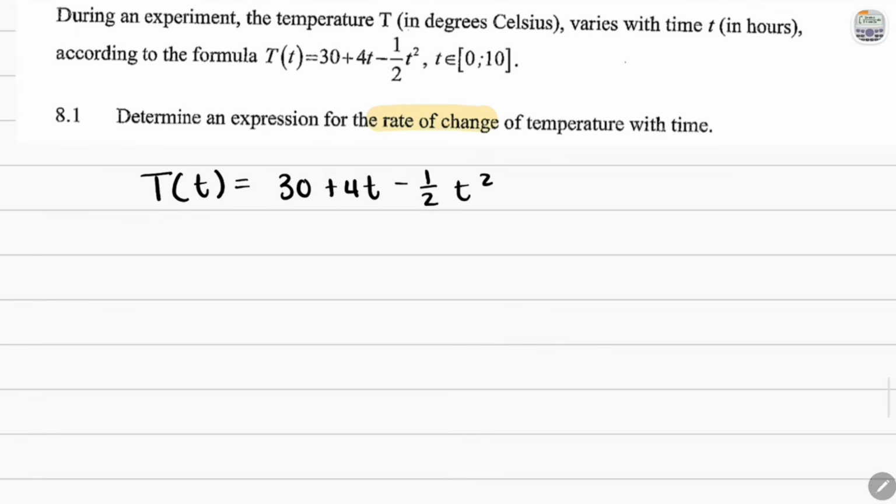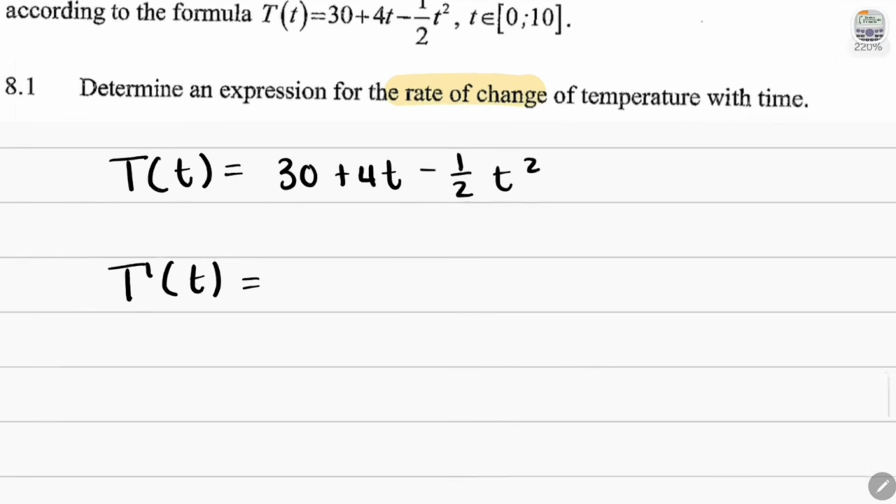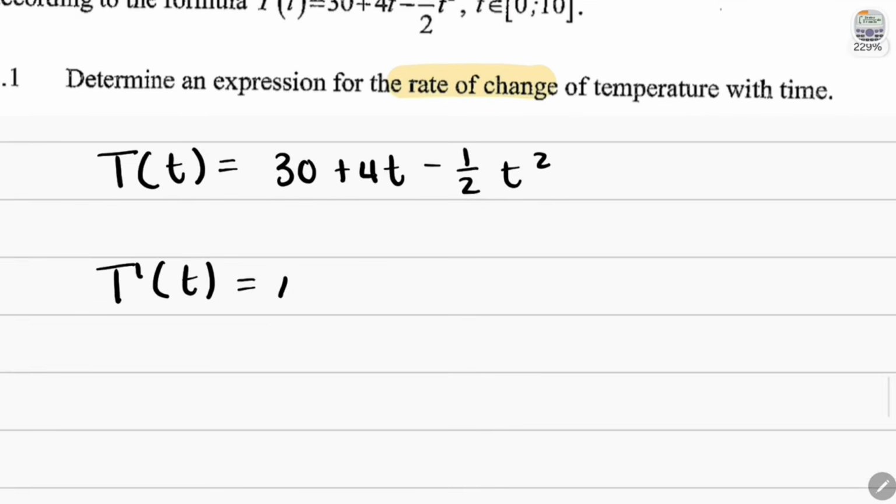Okay, so we need to find the gradient of this function, or the derivative, and that will be the rate of change. So we'll say T prime of t is equal to... when you derive a constant, it just becomes 0, because it's just a flat horizontal line, really. The gradient of this is 0. And we have 4t. When you derive this, you can already see its gradient is 4.